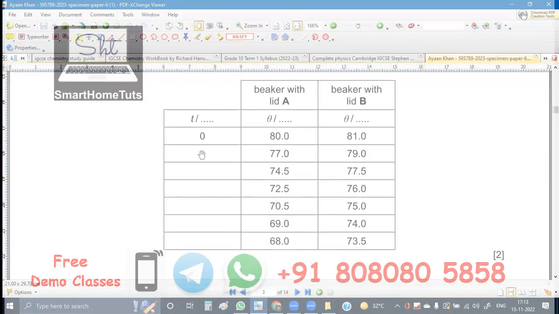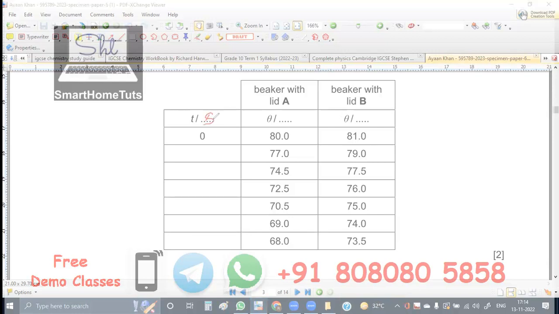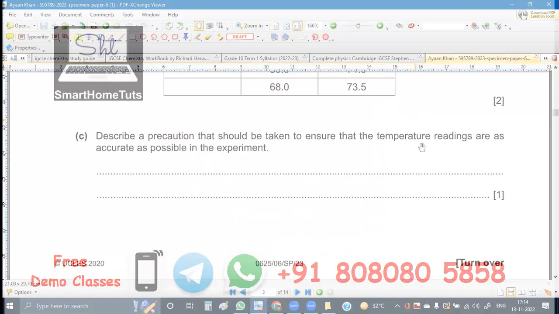We are supposed to write down the units over here and fill this up. Time is going to be in seconds and temperature in degrees Celsius. Every 30 seconds we are taking the reading, so you can easily fill this up: 30, 60, 90, 120, 150, 180. This is the way we are going to fill up the table. Let's see what's the next part they have asked.